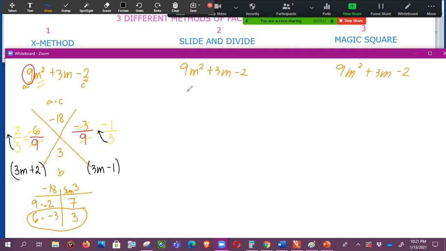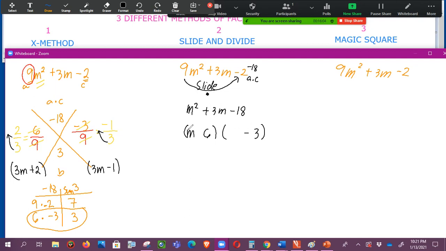Let's show slide and divide. Let's go to slide on the other side. We're doing slide multiplication. Multiply. So 9 times negative 2 is negative 18. We multiply A and C. So I am rewriting the equation as m squared plus 3m minus 18. Now, this is so simple to think of a factor for negative 18 that will make a sum of 3. Since we are still seeing it here, we know that it is 6 and negative 3.